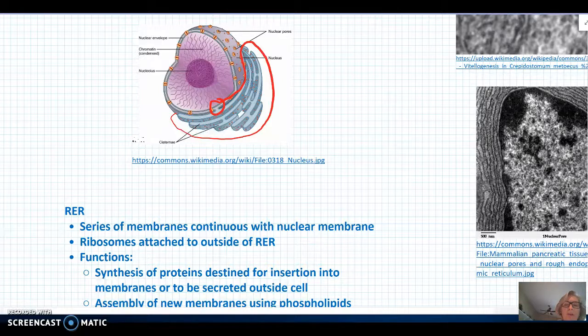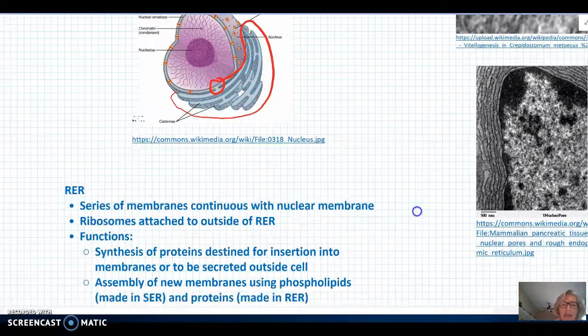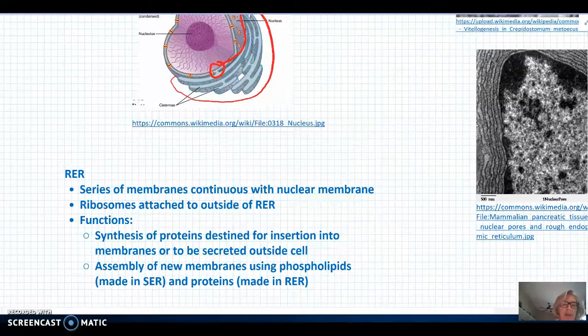It turns out those dots are ribosomes, and you should have already watched the video on ribosomes. So the function of the rough endoplasmic reticulum, there are two main things that it does. First of all, proteins that are going to be either exported from the cell or placed inside a membrane are made in the rough endoplasmic reticulum. The next thing that the rough endoplasmic reticulum does is it assembles new membranes, and it assembles them from phospholipids that are made in the smooth endoplasmic reticulum and with proteins that are made in the RER.